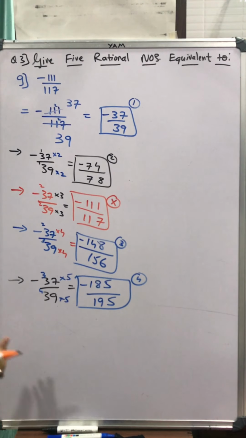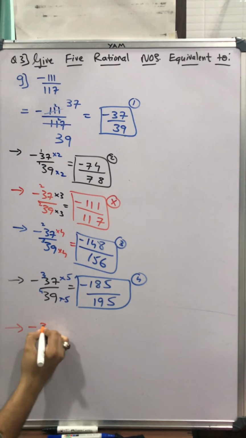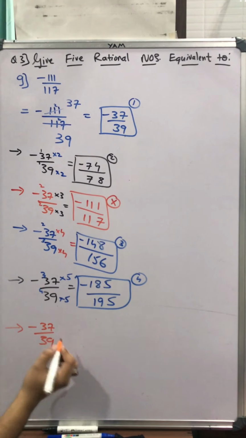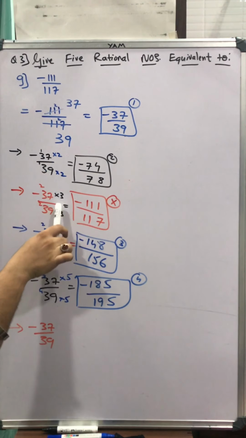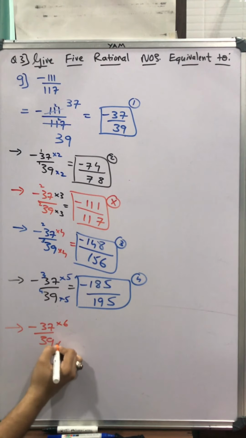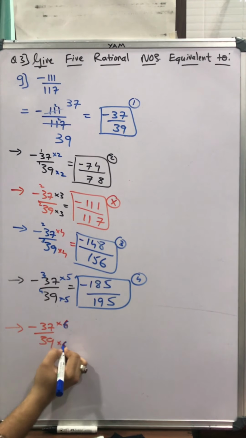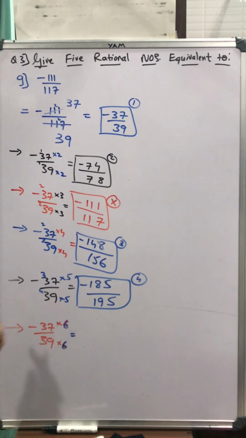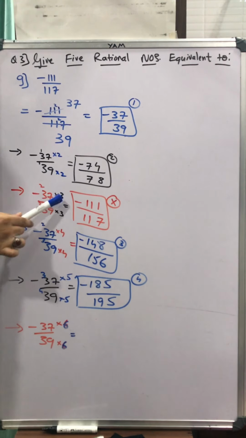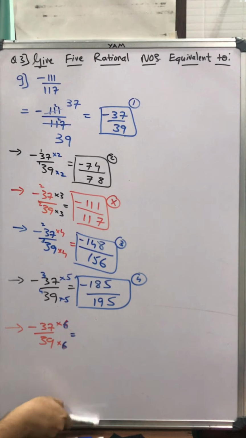Now I want the fifth one also. Let's start once again with the reduced form, minus 37 upon 39. First I multiplied by 2 2, then 3 3, then 4 4, then 5 5, and now comes the time for 6 6. I'm multiplying the numerator with 6 and the denominator also with 6. You can write these numbers, 2 2, 3 3, 4 4, with pencil in your exams also. No need to erase it afterwards.